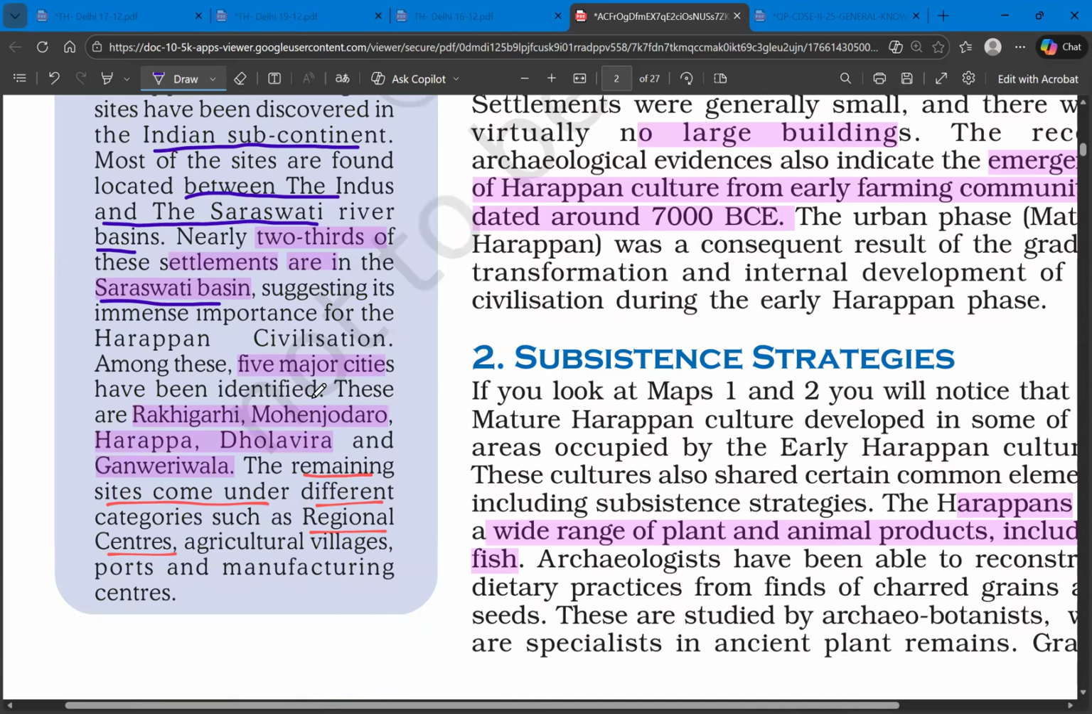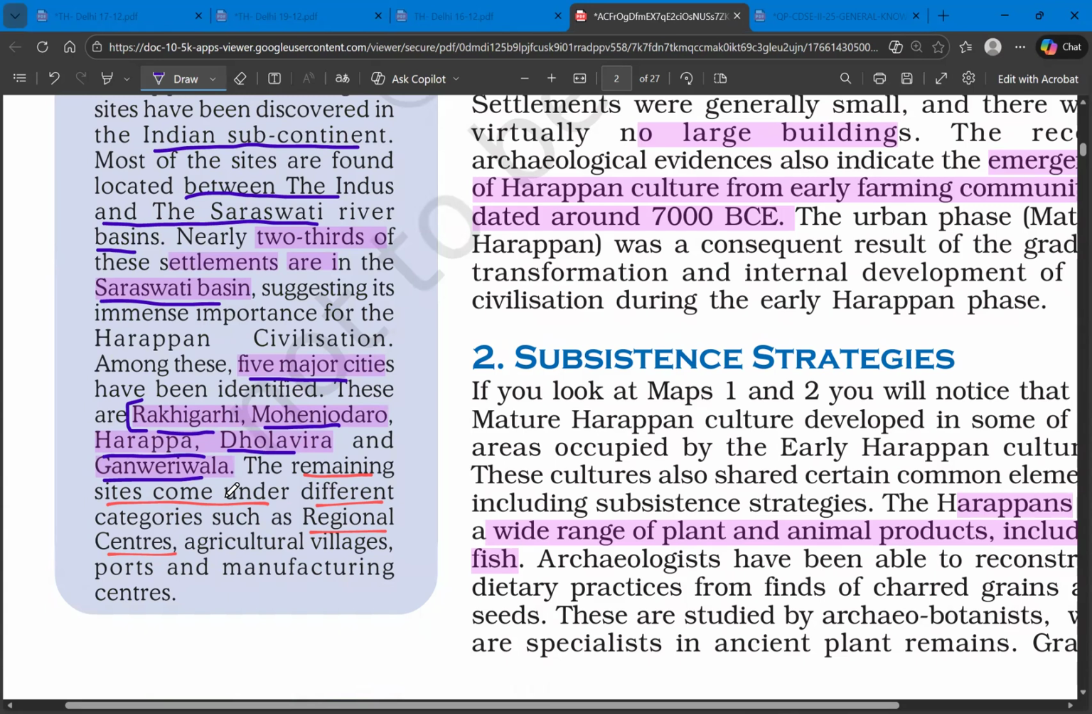Among these, five major cities have been identified in the Indus Valley civilization, which are Rakhigari, Dholavira, Harappa, Mohenjo-daro, and Ganveriwala. So among the Harappan sites, these are the five major cities that have been identified.